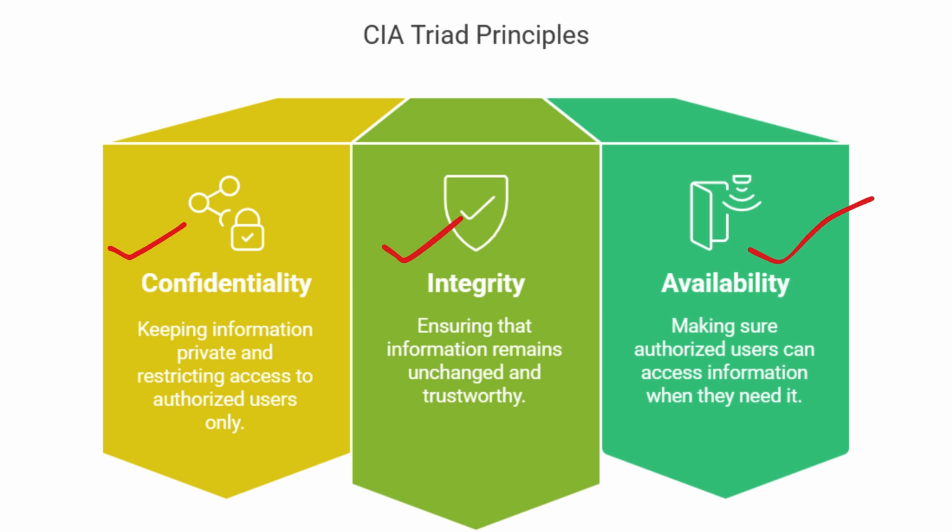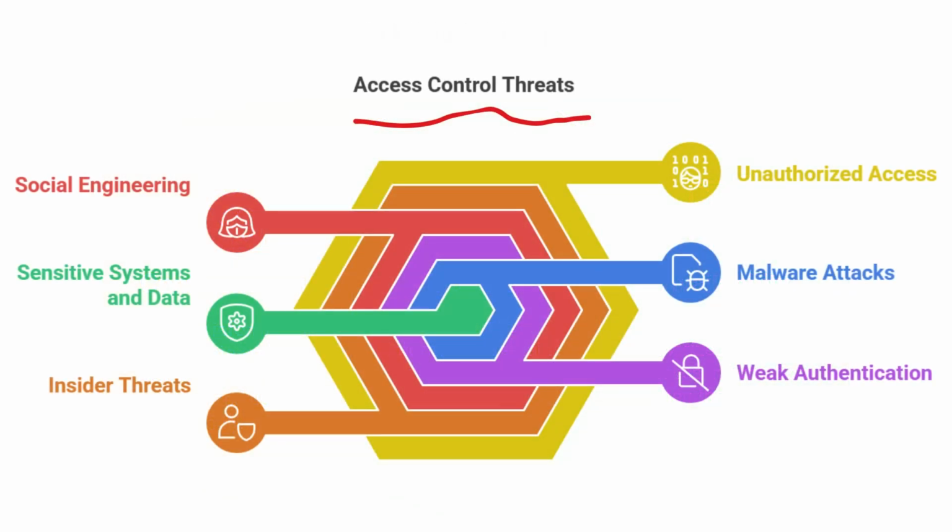Now that we understand what access control is and why it's important, let's discuss the security threats organizations face and how these threats can lead to real risks. What are we protecting against? Access control is designed to ensure that only authorized individuals can access sensitive systems and data. However, there are various ways attackers try to bypass these controls.